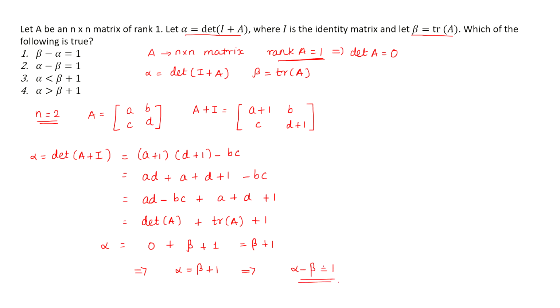So this is the relationship we have obtained between alpha and beta, and if we look into the options, option 2 is therefore the correct answer. So we will go with option 2.